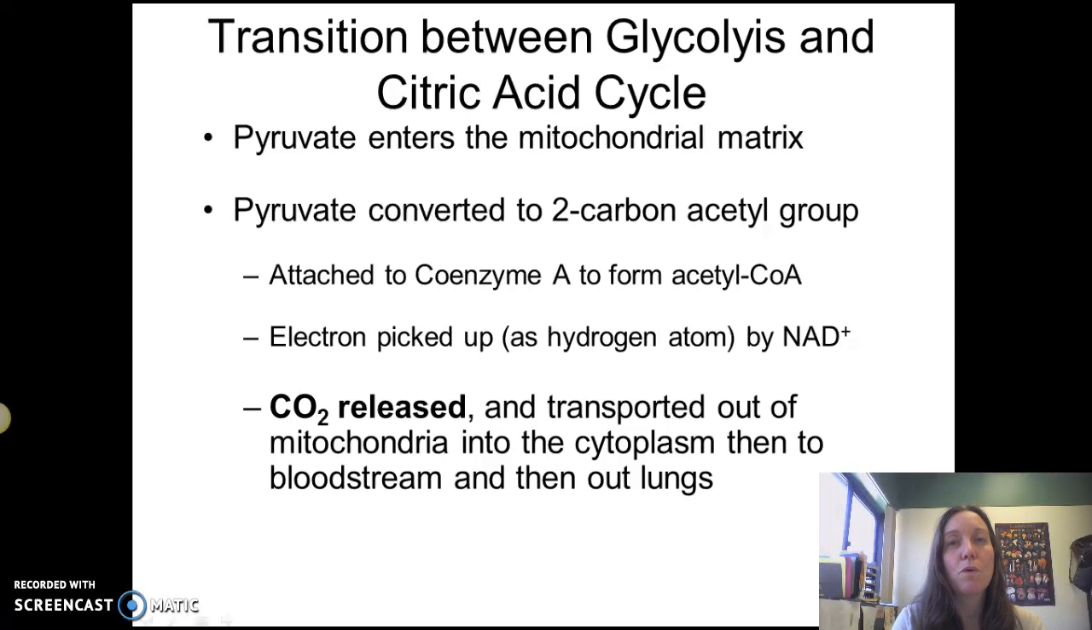The pyruvates will enter the mitochondrial matrix as a 2-carbon acetyl group. Okay, they attach to an enzyme called coenzyme A to form acetyl-CoA. When this happens, an electron is picked up by NAD+, and a carbon dioxide molecule is released. The carbon dioxide released at this step is, for humans, transported out of the mitochondria, diffuses through the cytoplasm to the membrane, diffuses across the membrane, and goes into our bloodstream to be exhaled.